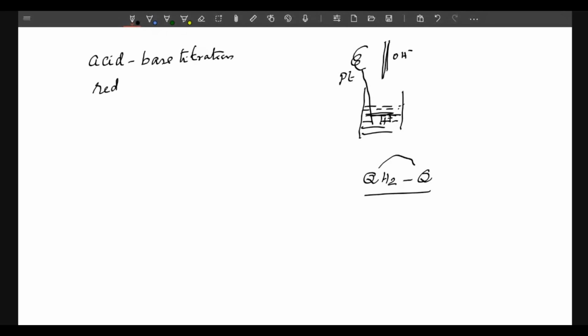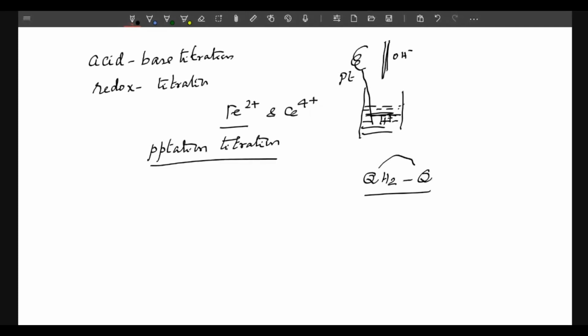Another frequently used titration is the redox titration, a titration done with ferrous and ceric. Ceric is the oxidant, ferrous is the reductant. You are going to carry out this one. Then next is the precipitation titration. In those titrations in which the concentration change is taking place, the voltage will automatically change. The change in the voltage is plotted against the volume of the titrant added and you find the equivalence point, provided the titrant you have added is a standard solution.